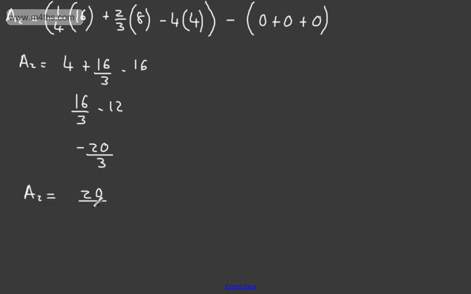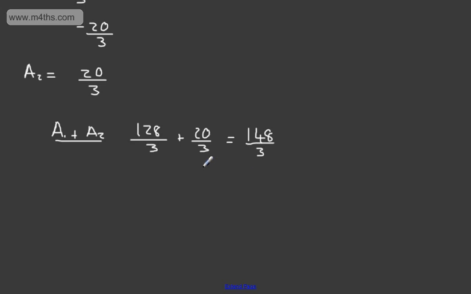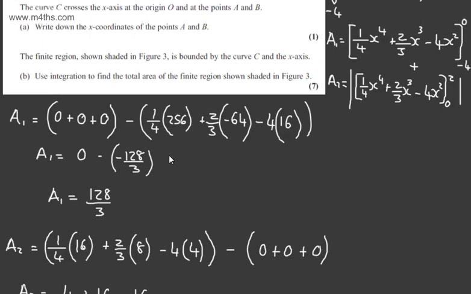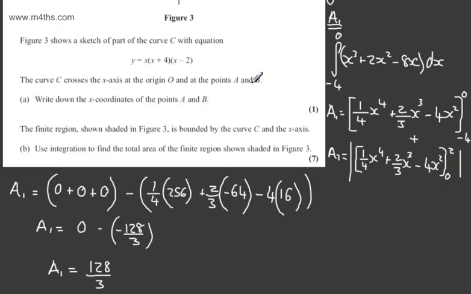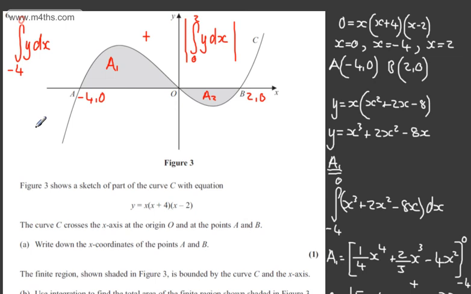So we need to take the modulus of this, so we can say now that A2 will be equal to 20 over 3. So A1 plus A2, that's going to give us now 128 over 3 plus now the 20 over 3, which is 148 over 3. So that now is my final answer for the finite region that's enclosed now between C and the x-axis.